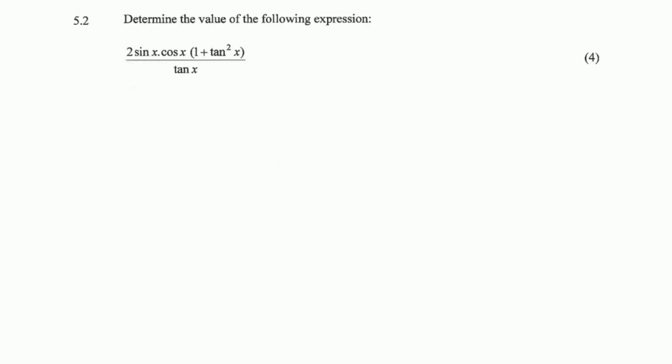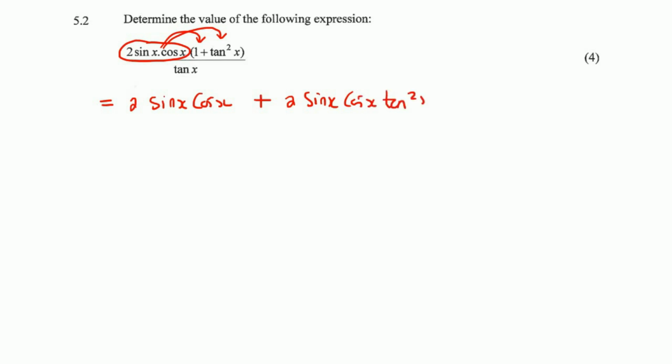Determine the value of the following expression. Okay, so we need to simplify this thing as much as possible, but everything is simplified. Like, there's no reduction that needs to take place. So what I would do is I would just multiply to get rid of the brackets. So I need to take this entire term here and multiply it into the bracket over there and over there. Okay, so that would give us 2 sin x cos x for the first part, because you're just multiplying it by 1. Then you're going to say plus 2 sin x cos x tan squared x.